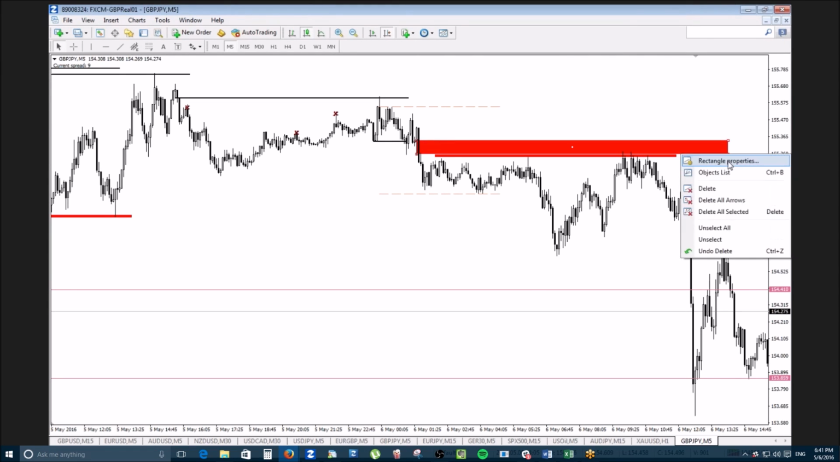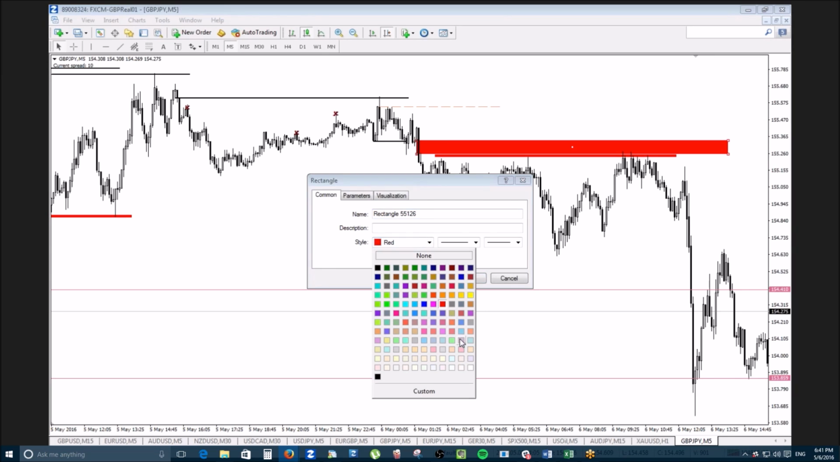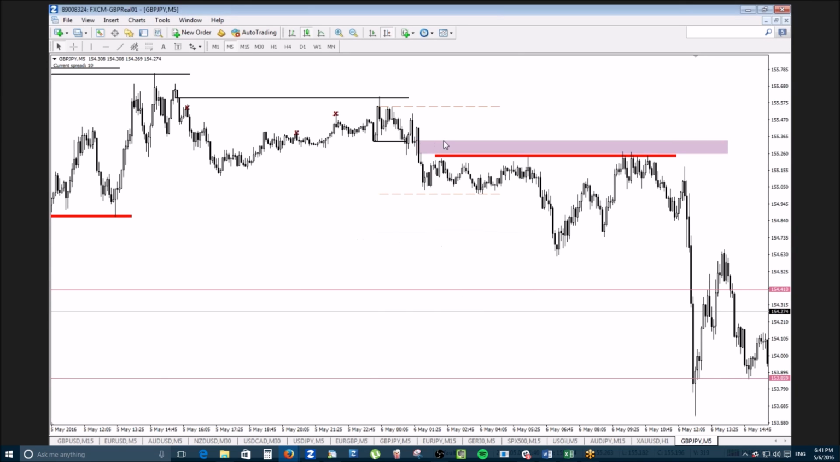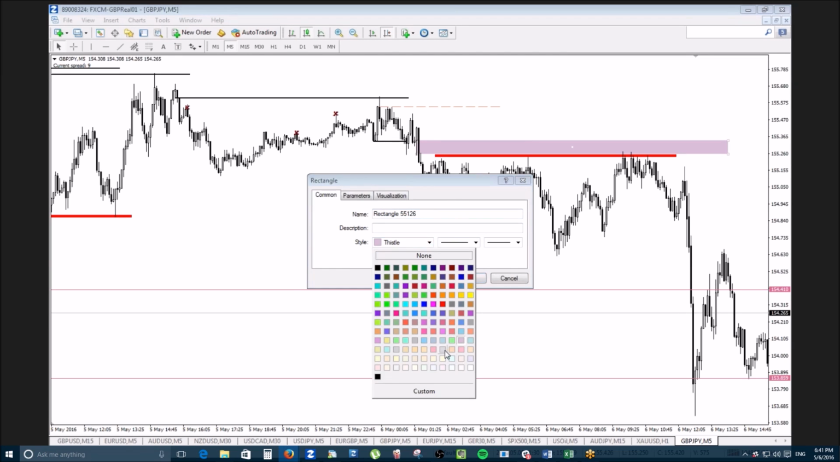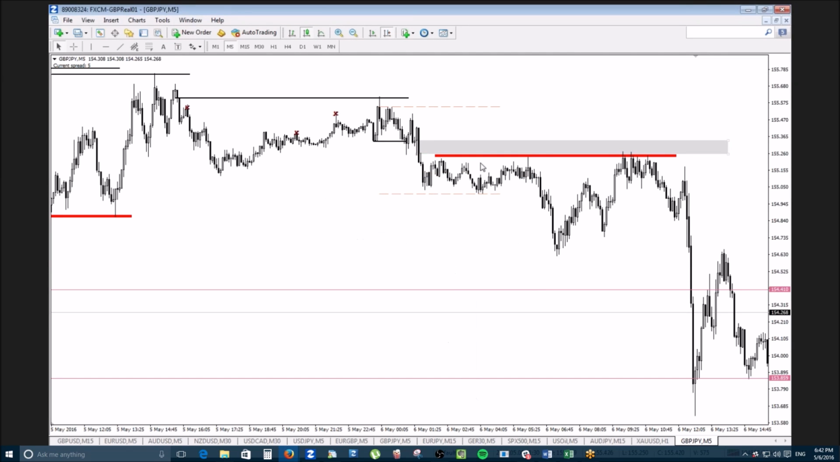So I love seeing this. I'll do that in a different color. We've got a 5 minute, I'll do that gray color. Where's the gray color? Yeah. See this 5 minute block? Price is actually coming to this 5 minute block.